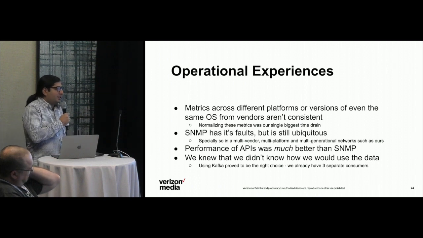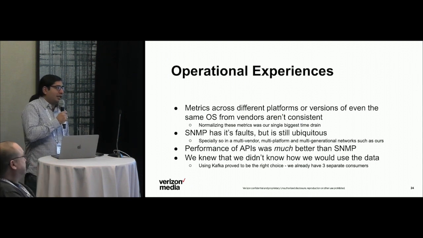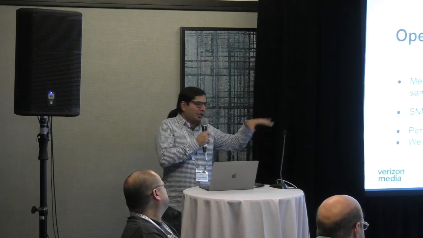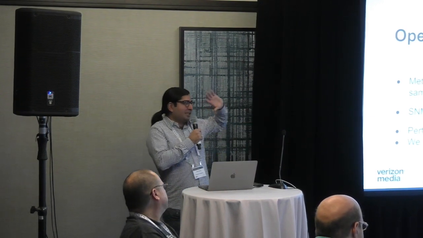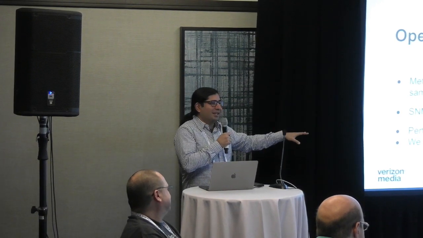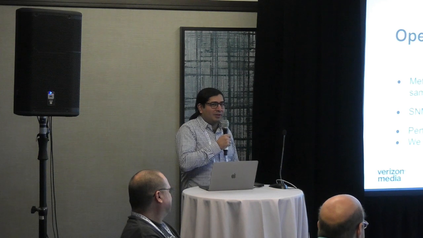SNMP performance sucks. It's a 22-year-old protocol. It was designed for a different day and age, when network bandwidth was really expensive. They spent a lot of CPU time compacting it. There are a lot of design decisions which made sense 22 years ago which make SNMP not performant today. API performance is definitely far better.